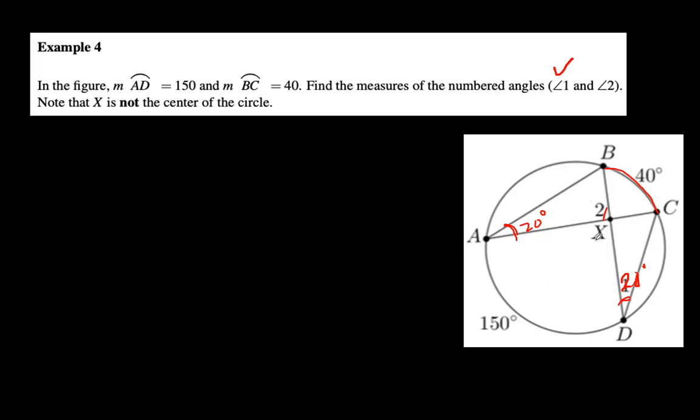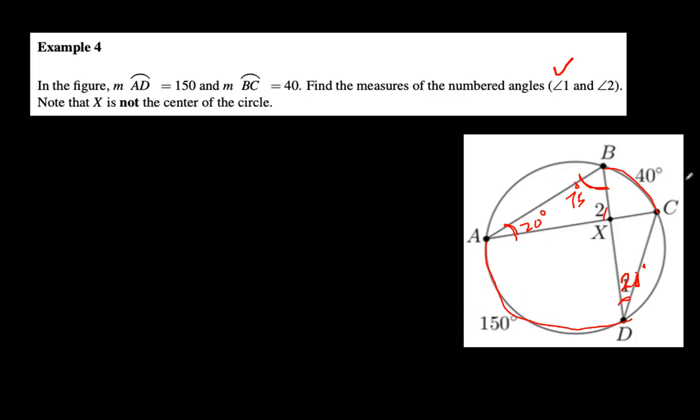So we're going to solve for angle 2, correct? Here, since arc AD is the intercepted arc of the inscribed angle ABD, we can use the inscribed angle property, which is that half of the intercepted arc is equal to the inscribed angle. So 150 divided by 2 is equal to 75 degrees, right?